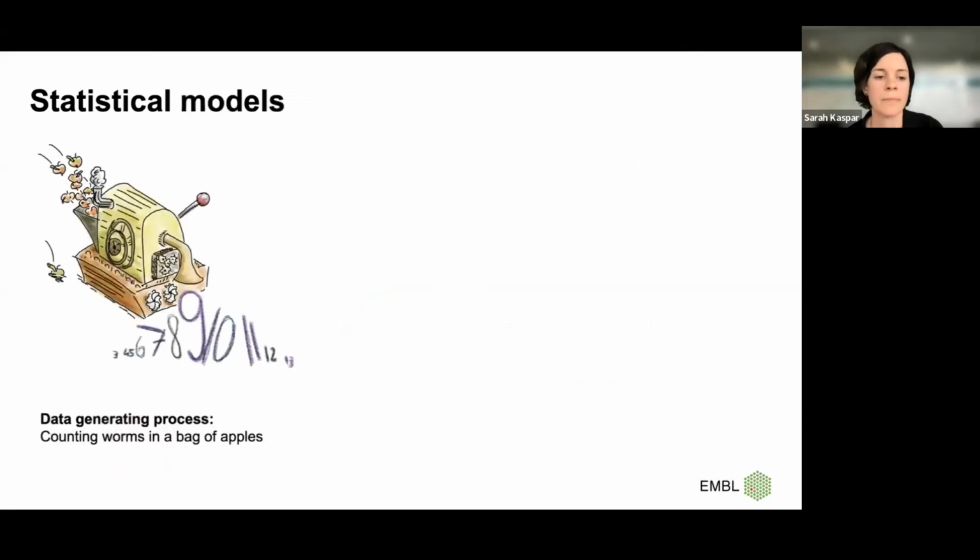And the idea here is that we have a data generating process in reality, which involves the way in which you choose the bags of apples, and maybe you have some splicing machine where you can pour the apples and it will splice them and spit some count out. So that's the data generating process.